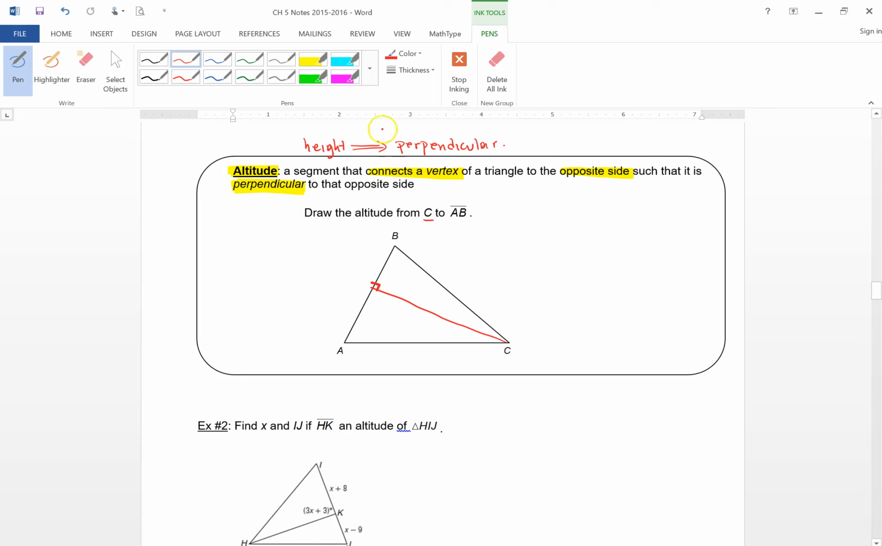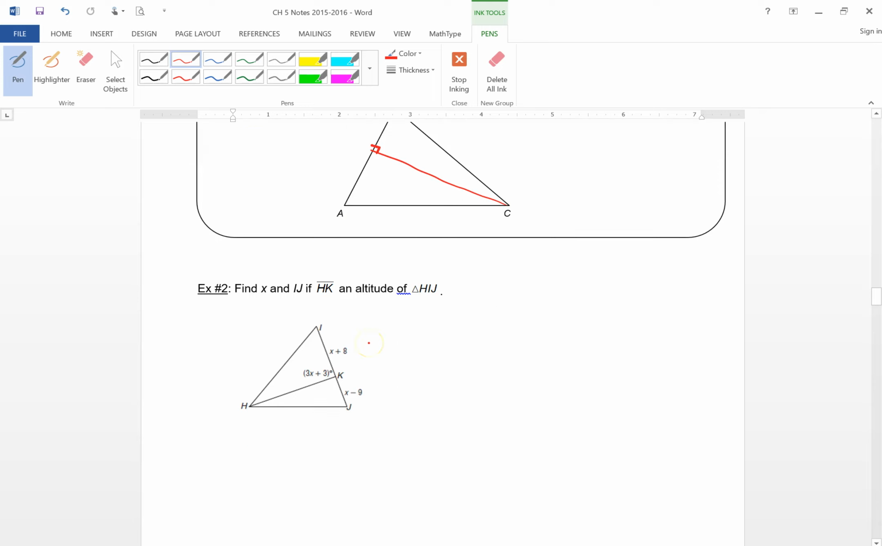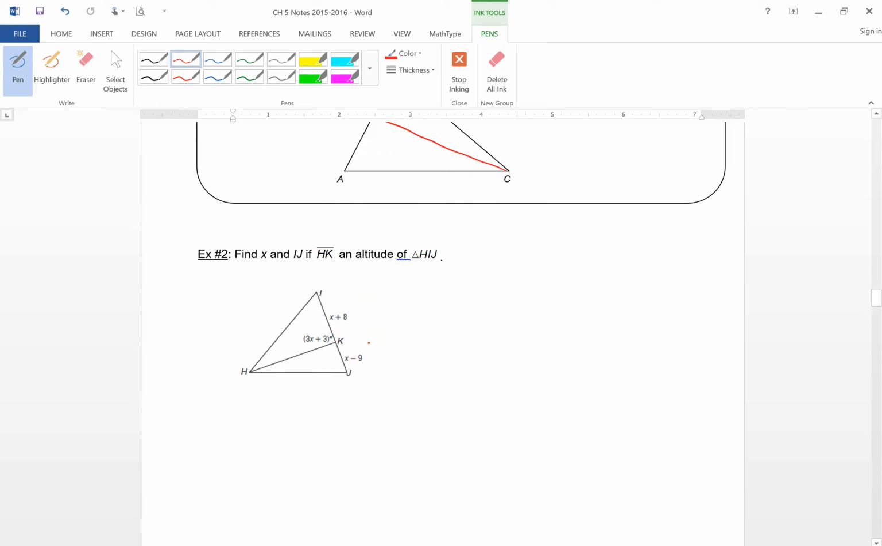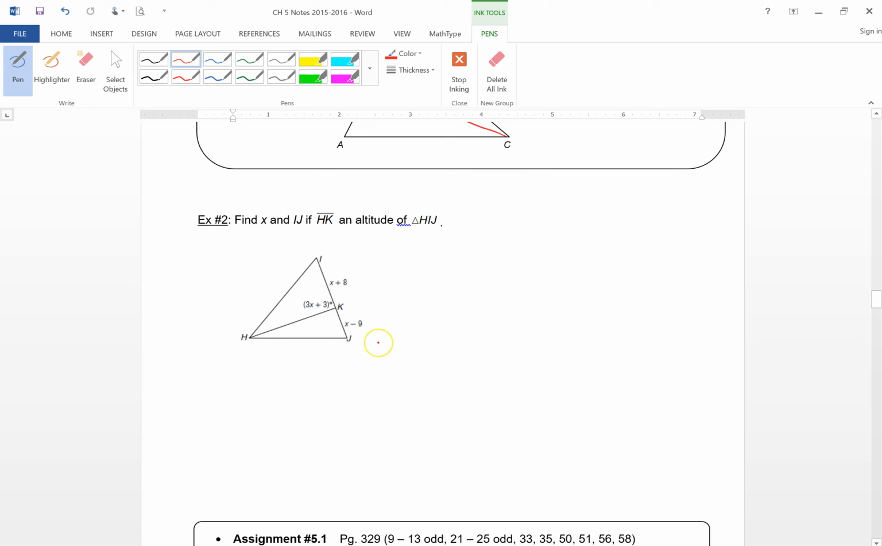So afterwards we'll talk about the implications of altitude in upcoming lessons. So here this question says find x and IJ if HK is an altitude. So altitude, immediately, what do you mark on the diagram? Perpendicular, okay? Now we need to find x, so all we have is the information about the angle. That means 3x plus 3 equals what? 90 degrees. That means 3x is 87 and x is 29.